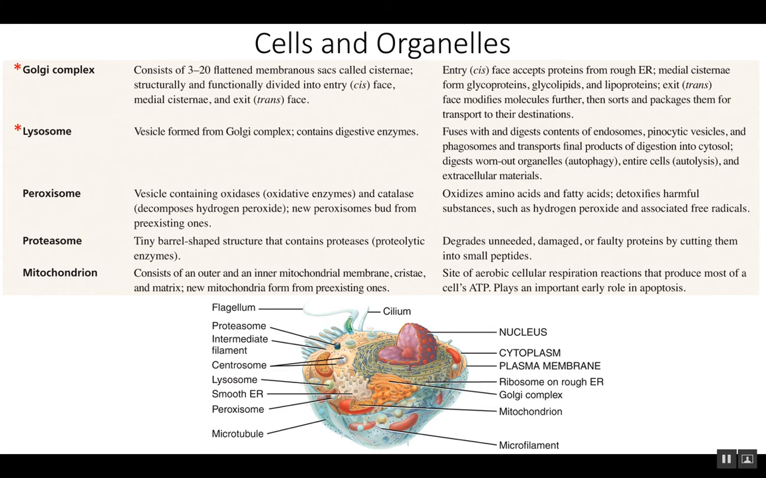Not going to talk too much about a peroxisome or a proteasome, but the mitochondrion is a very important organelle. You've probably heard of the phrase "the powerhouse of the cell," and that is because the mitochondria is the site of aerobic cellular respiration. So cellular respiration is production of ATP. Aerobic means it requires oxygen. So all that oxygen you breathe is trying to get to that mitochondria. And that oxygen helps facilitate the production of ATP.